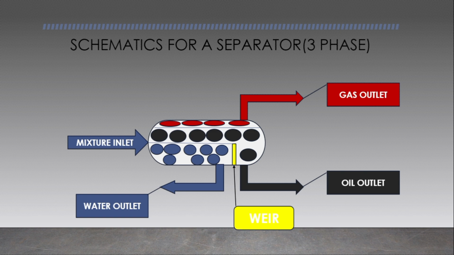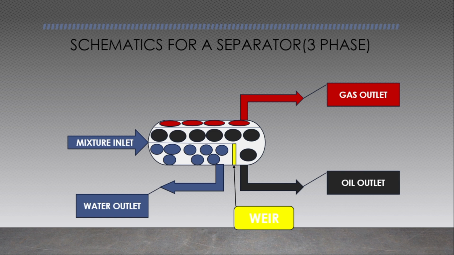This yellow little thing is a weir. It's basically the boundary separating the light liquid outlet from the heavy liquid outlet. Its function is to prevent the water from following the outlet of the oil, basically preventing the heavy liquids from following the light liquids out of the separator. With that, you wouldn't have an efficient separation of your mixture. So it basically prevents the water from going out with the oil.